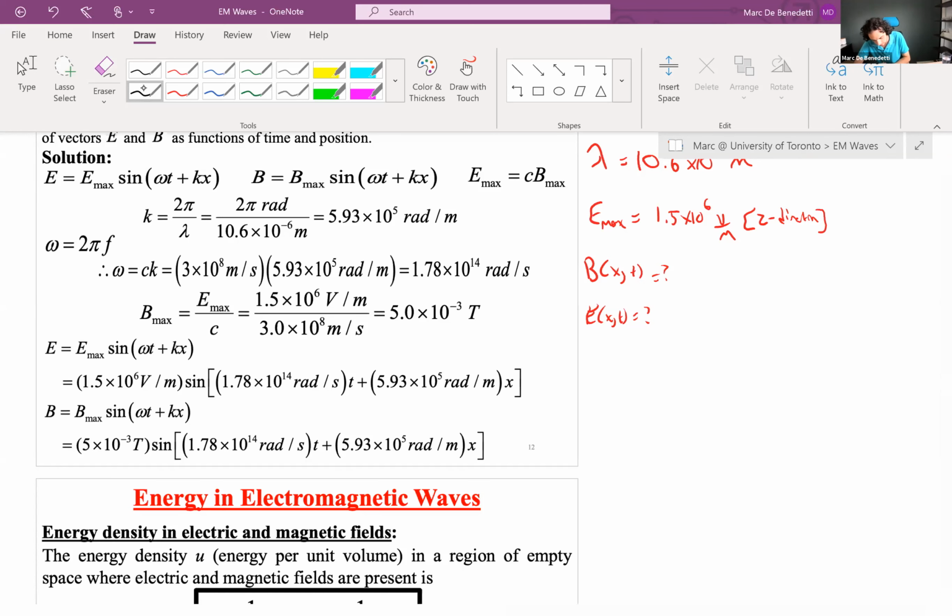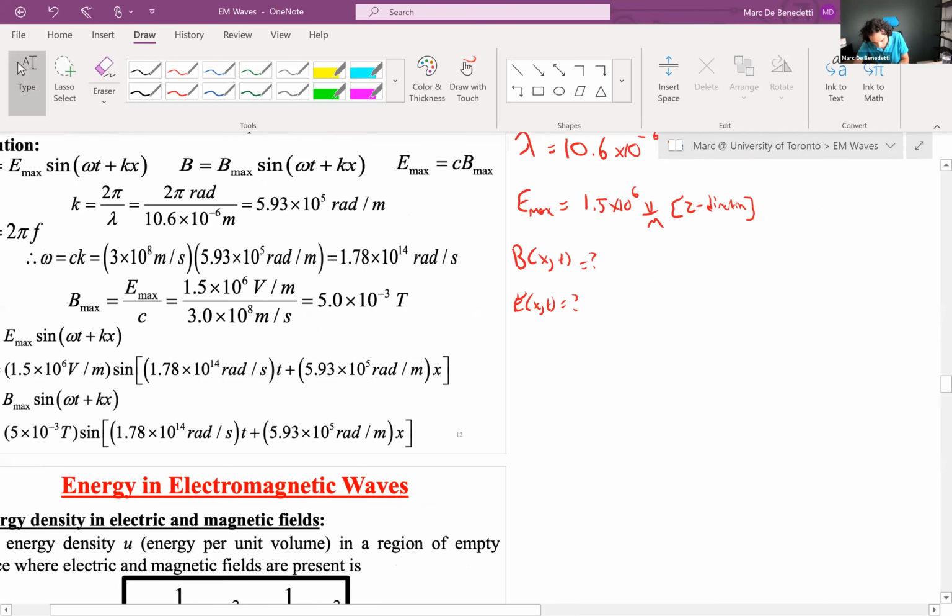Okay, so here we go. We know the formula. The formula is going to be B. This slide likes to use sine, so we can use sine. It's no big deal. Omega t plus or minus kx, plus or minus depending which way it's propagating, left or right. And E is very similar. Oops, not B.